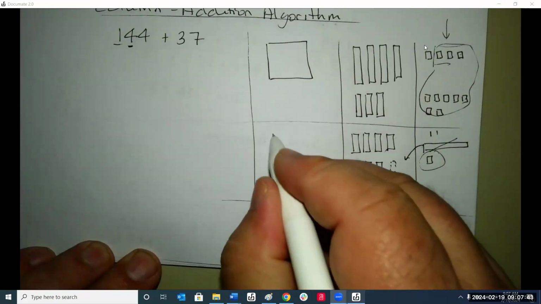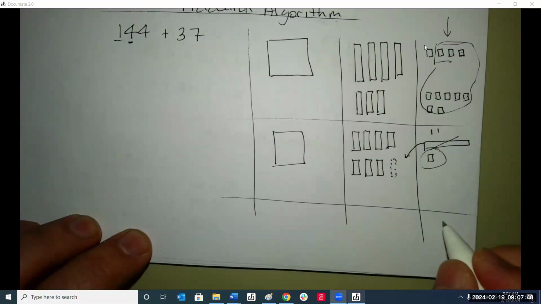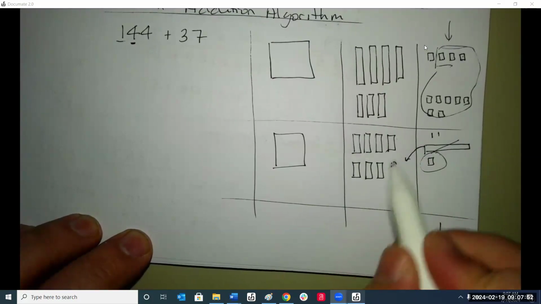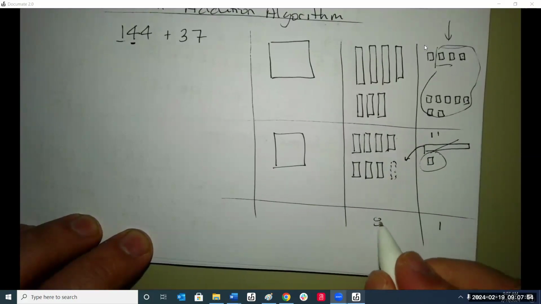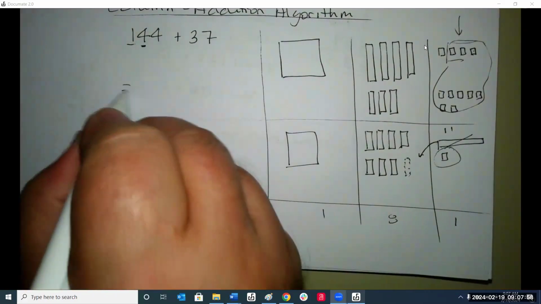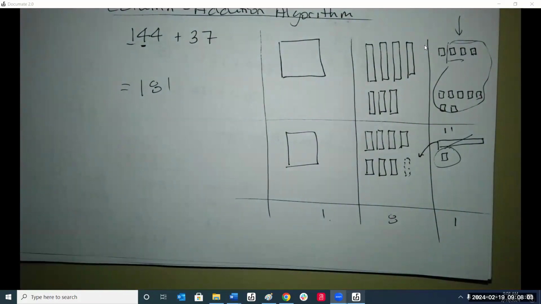And then we still have this one here. And we add these. So we have 1 over here. Can't go any further. 1, 2, 3, 4, 5, 6, 7, 8. Can't go any further. And there's 1 there. So it equals 181. You can break it up into pieces like that.